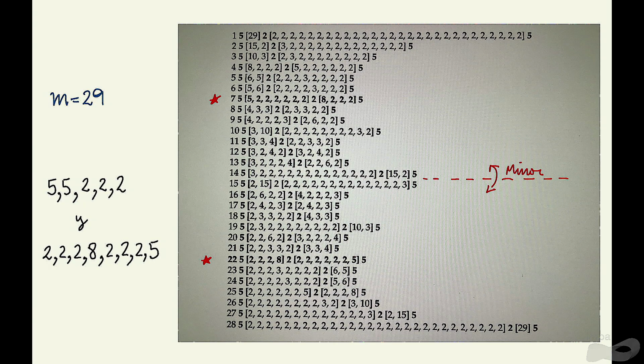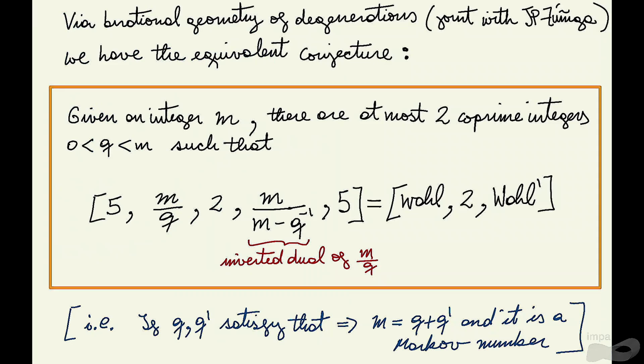What is the meaning of m over q here? It is the continued fraction, the minimal one. You write down the chain of numbers, and here you have the dual, but flipped. I will show you. So now we will see many examples. I have some time. Yes, exactly. If there is one m like that, then m is Markov. Yes, we know that.